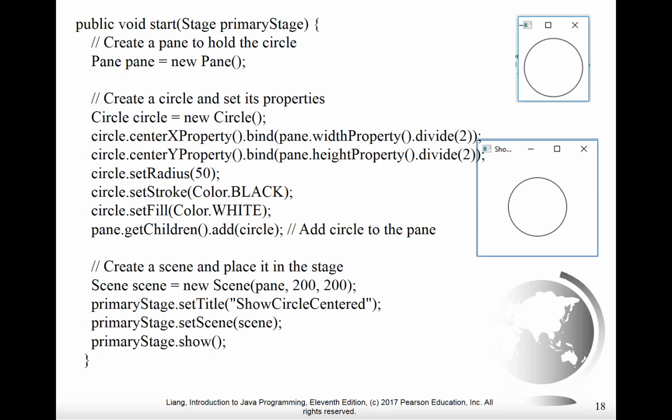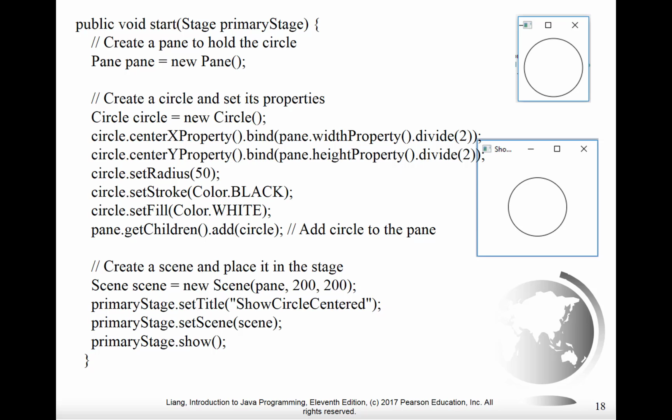And if you take a look at the code here, you can find the line circle.centerXProperty().bind, where we're binding it using the bind method to a property that goes with the pane, namely the width property. So we're binding it to pane.widthProperty(), but we're not binding it directly. We're taking that width property and dividing it by 2. Now that's what we did with the fixed size window in the initial demo.